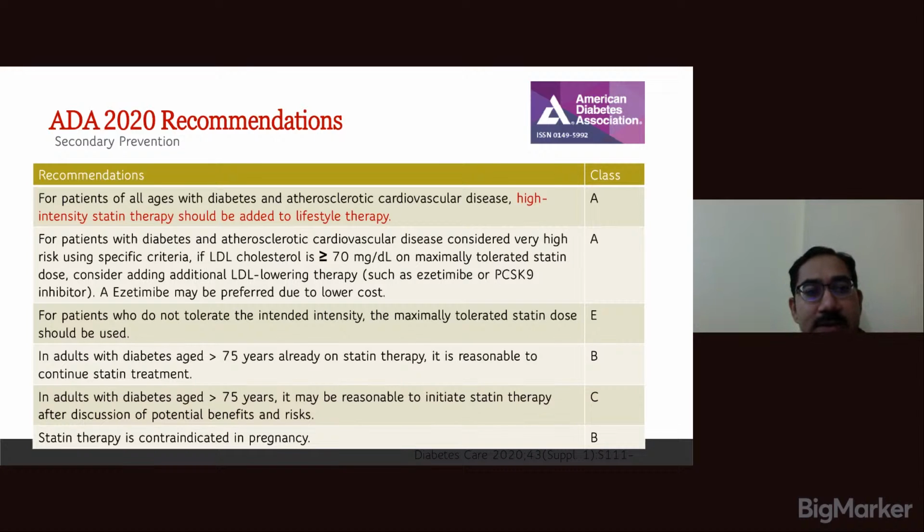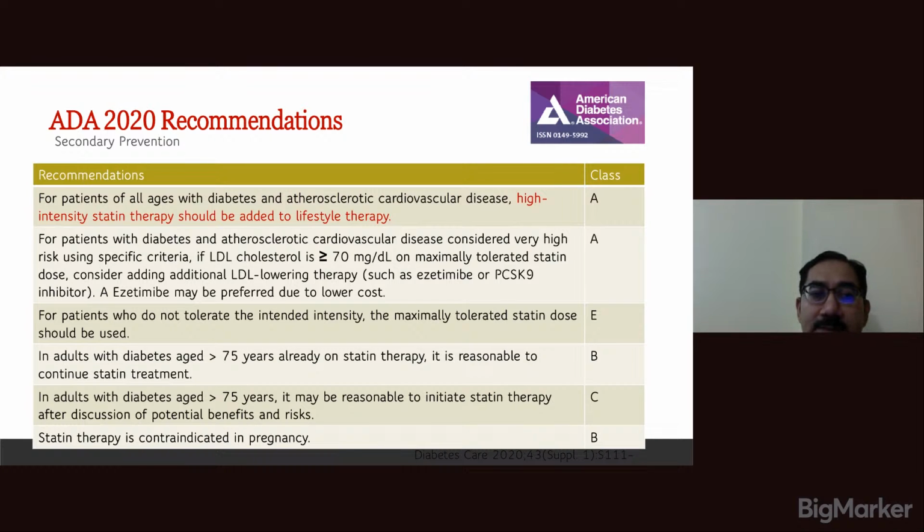For secondary prevention, like the patient who already had a cardiovascular event in the past and also has diabetes, all age group patients should be given high dose statin therapy along with lifestyle therapy. Patients with diabetes and atherosclerotic cardiovascular disease considered to be at very high risk, with specific criteria of LDL of more than 70 on maximally tolerated statin therapy, should be considered for add-on therapy to reduce the LDL levels. It could be ezetimibe or PCSK9 inhibitors. For patients who do not tolerate the intended therapy, the maximum tolerated dose of statin should be used.